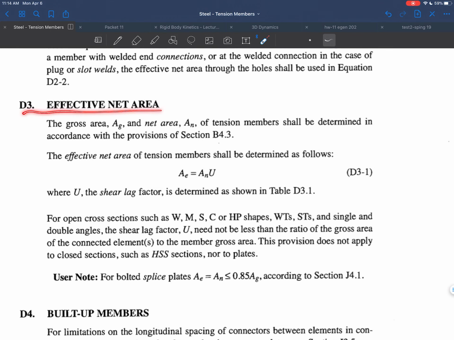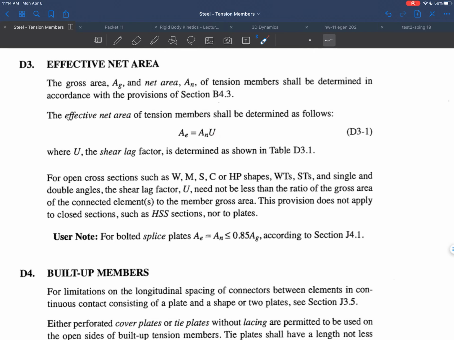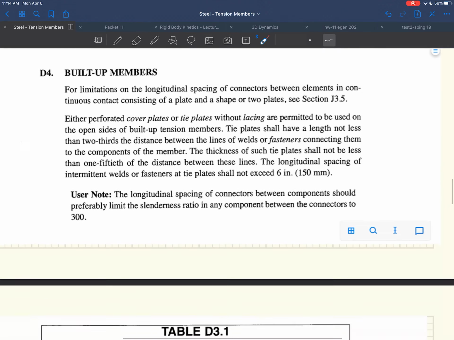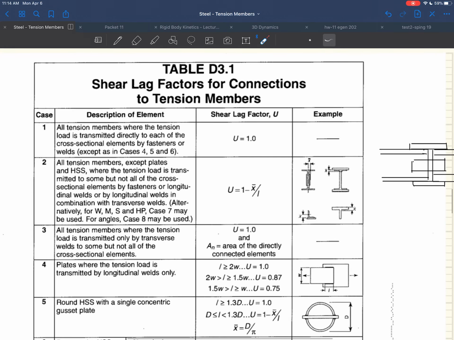Okay, so then the effective net area. So the next section, D3, talks about what is the effective net area. Well, it's the net area times the shear lag factor. Okay, and it goes on to talk about what those shear lag factors are, and here they are. This is D3.1. This is where our shear lag factors reside.